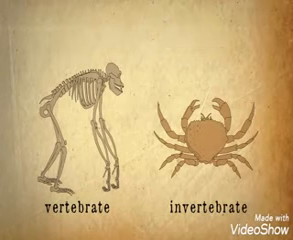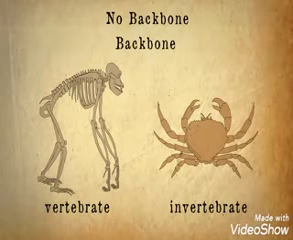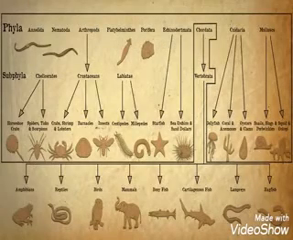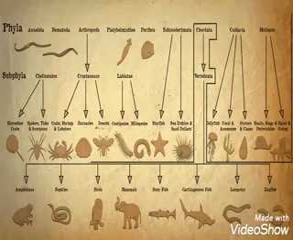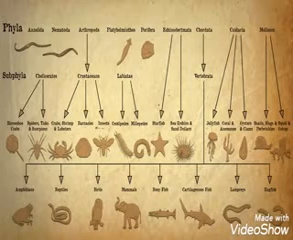This can be tricky to remember. I always think of no backbone is longer to say than backbone. So no backbone must be invertebrate, and backbone is just a vertebrate. All of these are invertebrates, and just these here, the chordata, contain all of the vertebrates. Not all chordates are vertebrates, but all vertebrates are chordate.